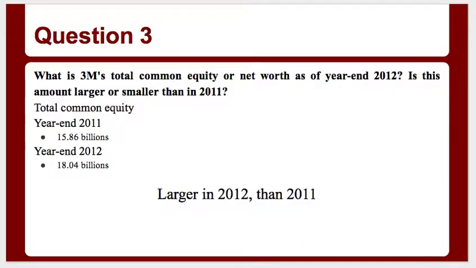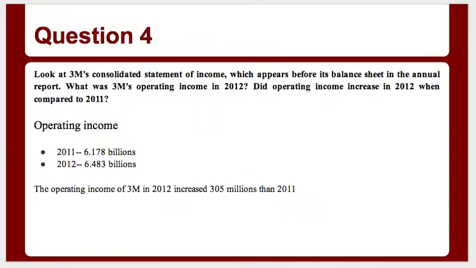Question 3. The 3M's total common equity at year-end 2012 is 18.04 billion, and the total common equity at year-end 2011 is 15.862 billion. The amount in 2012 is 2.178 billion larger than in 2011. This increase shows the growth of the firm, which is good for the firm.